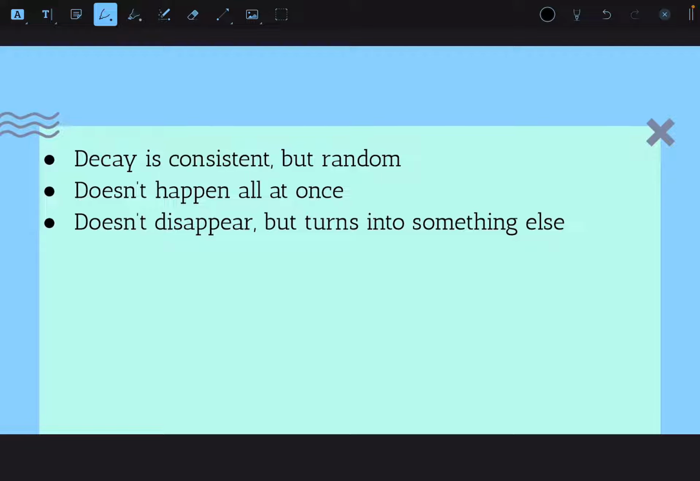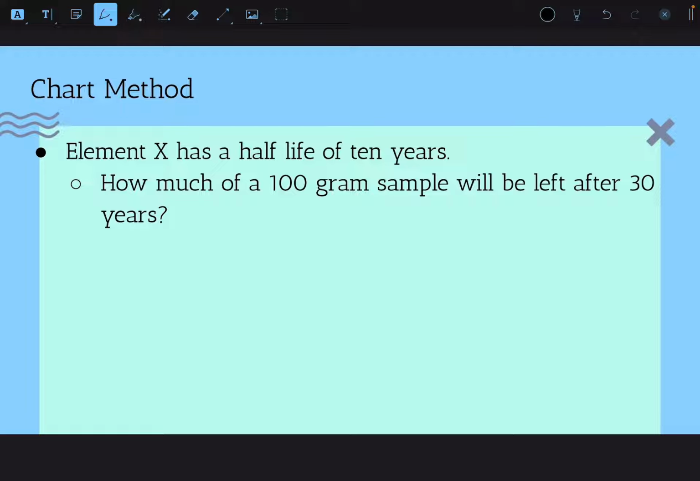It goes slowly. And these atoms don't just disappear. They do turn into something else, depending on what type of decay we're dealing with here. So I don't want you to think that these atoms are just disappearing into the ether. They do, in fact, still exist. So there are two different methods that we can use to calculate half-life. I'm going to show you the chart method first.